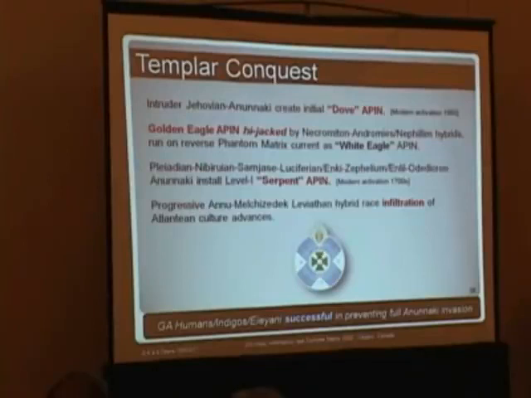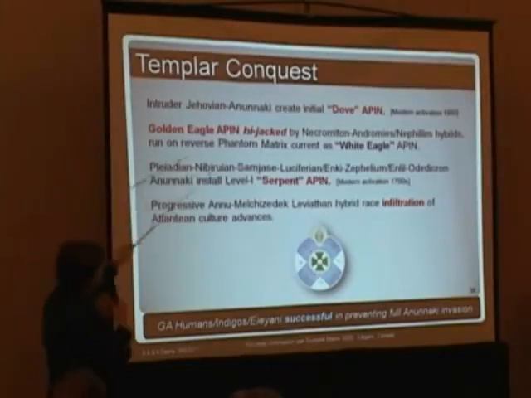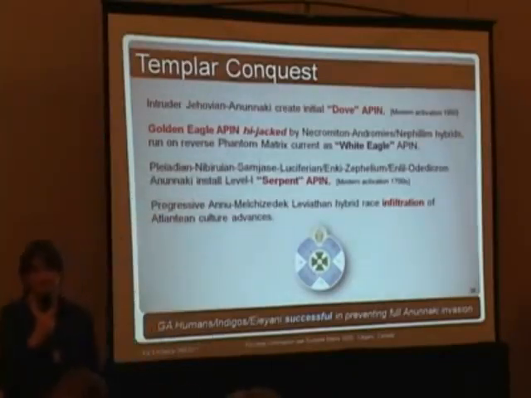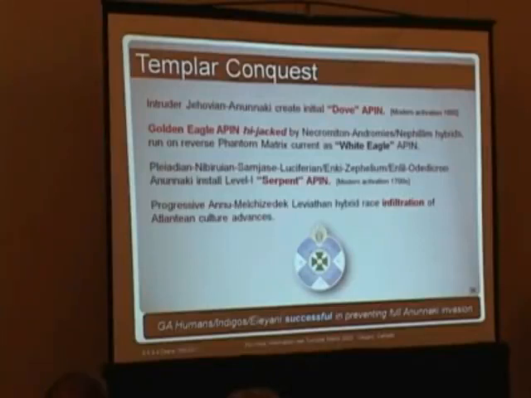So the dragons have their APIN system. So the Jehovian Anunnaki have to create one because they also want control of Earth. So they create something called the Dove APIN system. What does APIN stand for? Atlantean Pylon Implant Network System. Pylon, crystal pylons, implanted into the grid system network. Okay?